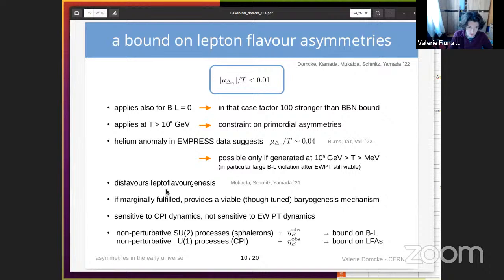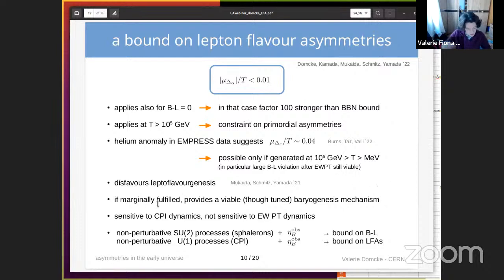This bound also disfavors some models of lepto-flavorgenesis, where the idea is that you have large asymmetries in the individual flavors, and then they basically leak slightly into some final total B minus L asymmetry. But for that, you need large initial asymmetries in the individual flavors, and that again is in tension, at least, with this bound.